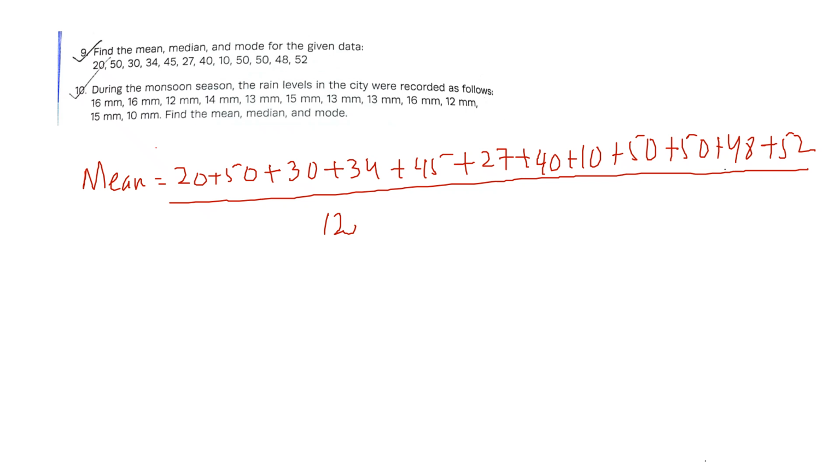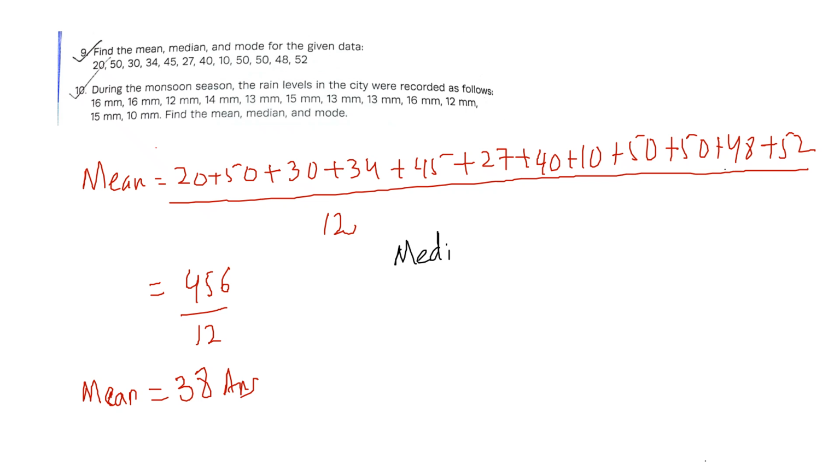Now when you add all these, you will get 456, and you have to divide it by 12, and when you divide it by 12, you will get 38, and 38 is the answer for the mean, right? Now when you have to find the median, again I will say you have to do some effort, that is to arrange it.